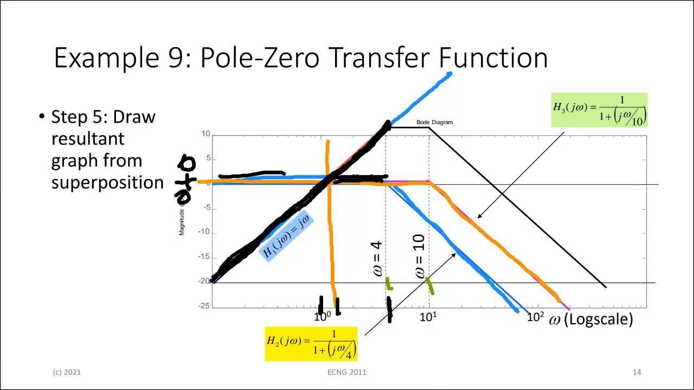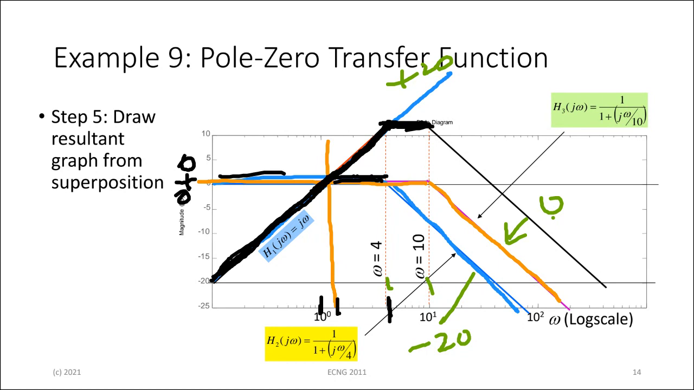Between 4 and 10, I have plus 20 going up here. This one is decreasing at minus 20. And the other one here is still at 0 dB in that little zone. So plus 20 minus 20 plus 0 means that the response between these 2 points is going to flatten out. No dB, no change.